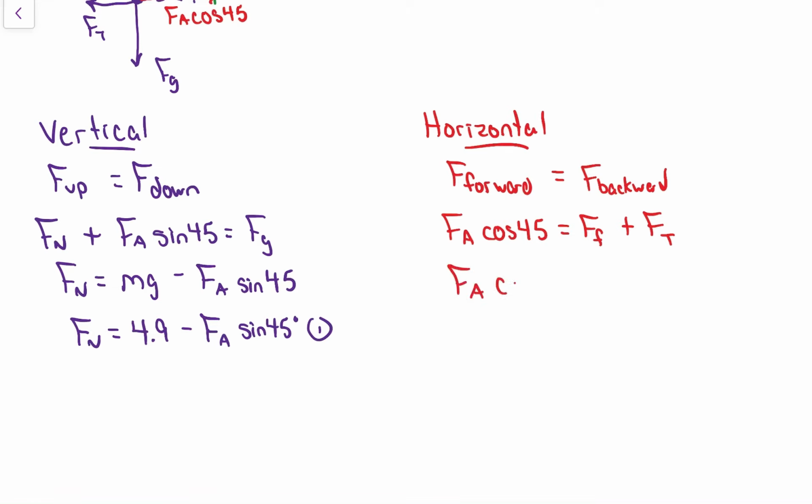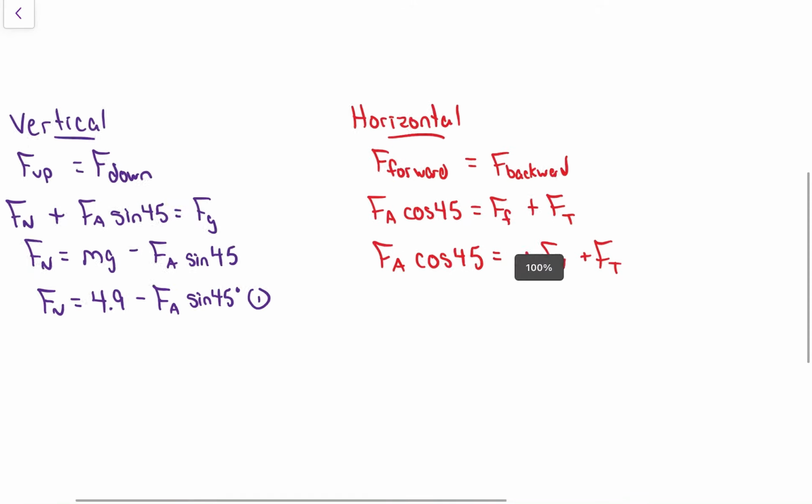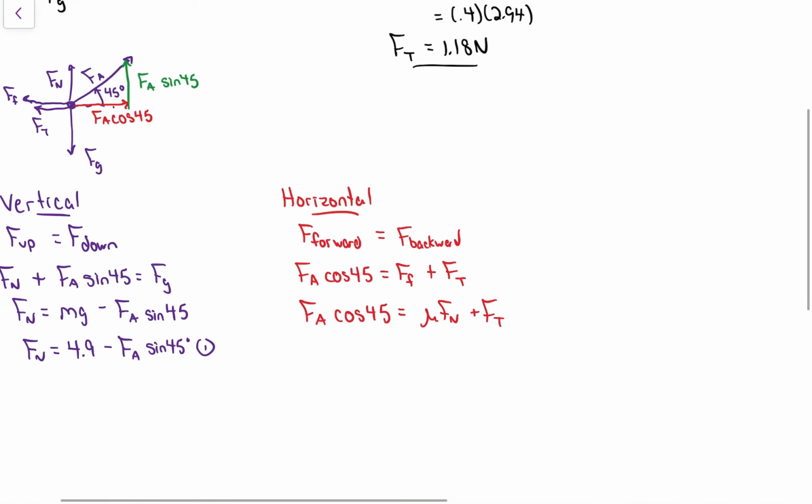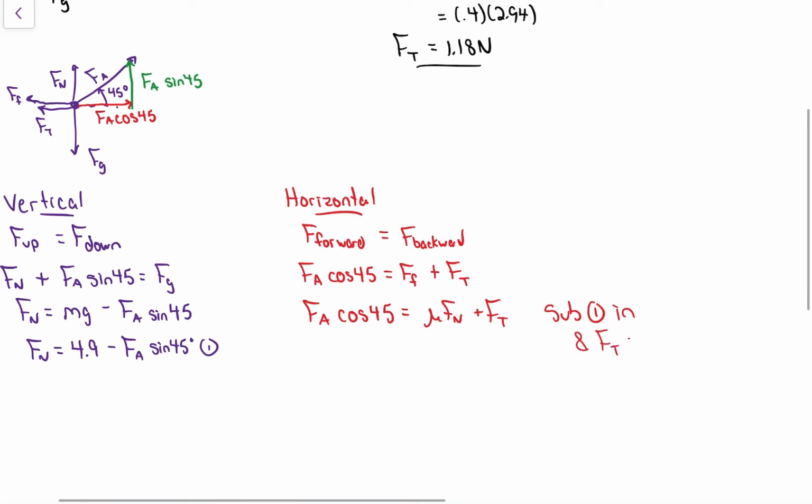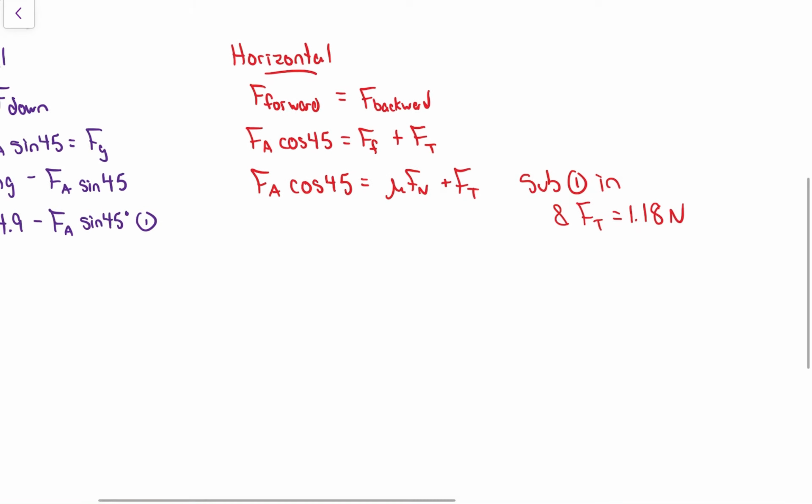FA cos 45, I can't do anything with that. Friction is always mu times Fn. And then plus Ft. Okay, gonna need a little bit more room. Here's what we can do though. I know what the normal force is, so I can sub that in. And I know what the tension is. So I can sub that in as well. I'll crunch away. We will need a calculator to get through this. I'll do it a couple steps at a time.